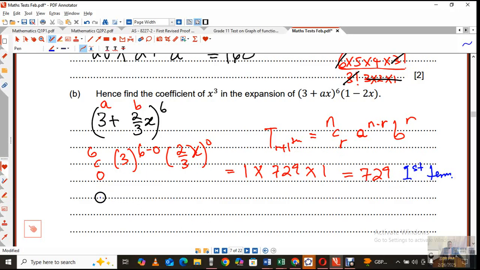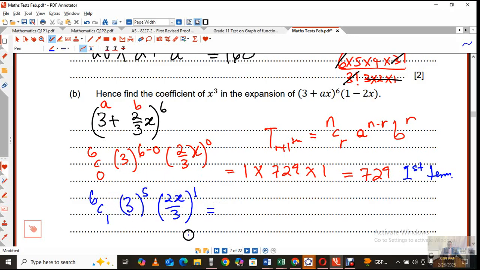Right. What is my second term? 6 choose 1. That is going to be 3. Now this is going to be raised to the power of 6 minus 1, which is 5. And then you're going to take the value of b, in this case 2x over 3, to the power 1. Also, something you should know is that this 2 should give you that value of 6. So this is going to give my second term.